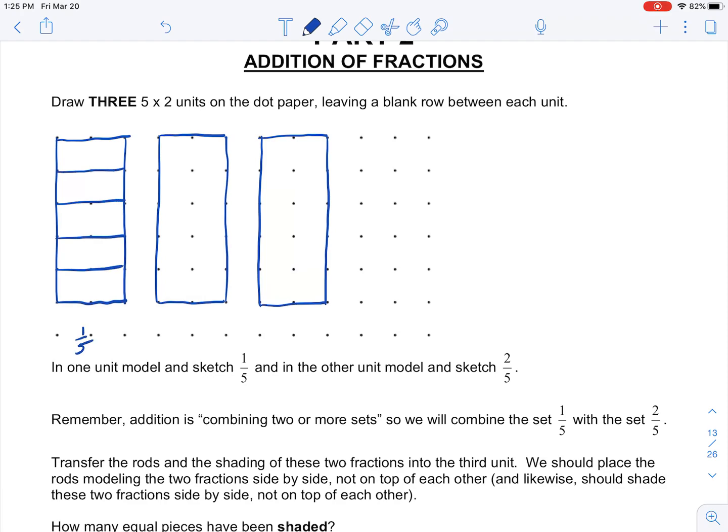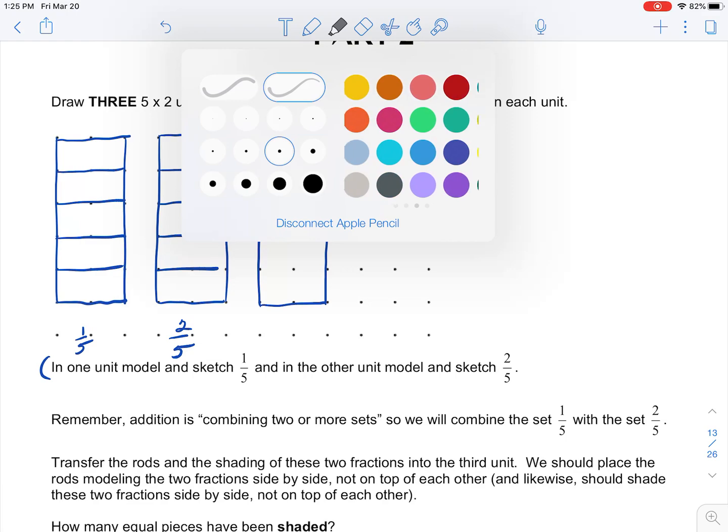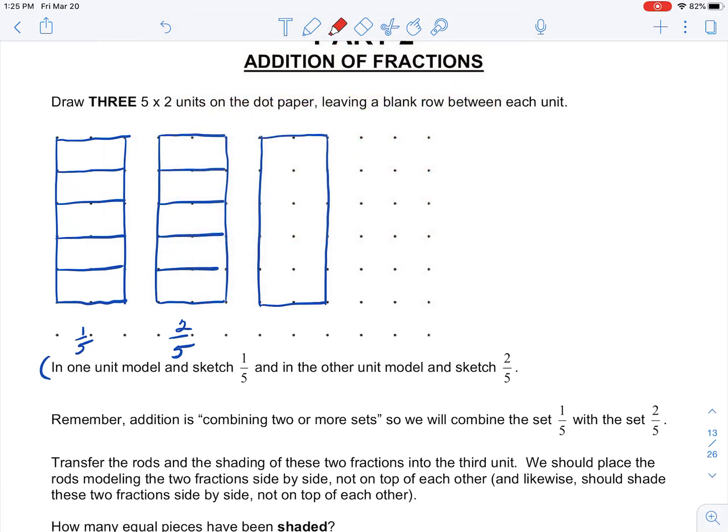This is 1/5, and I'll sketch 2/5 in this unit. That's what I'm doing here, modeling and sketching those. So I have 1/5 and 2/5. Now if I'm going to combine those, imagine that I'm transferring those rods over to this third unit here. I would have 3 rods altogether. So I'm going to draw those in.